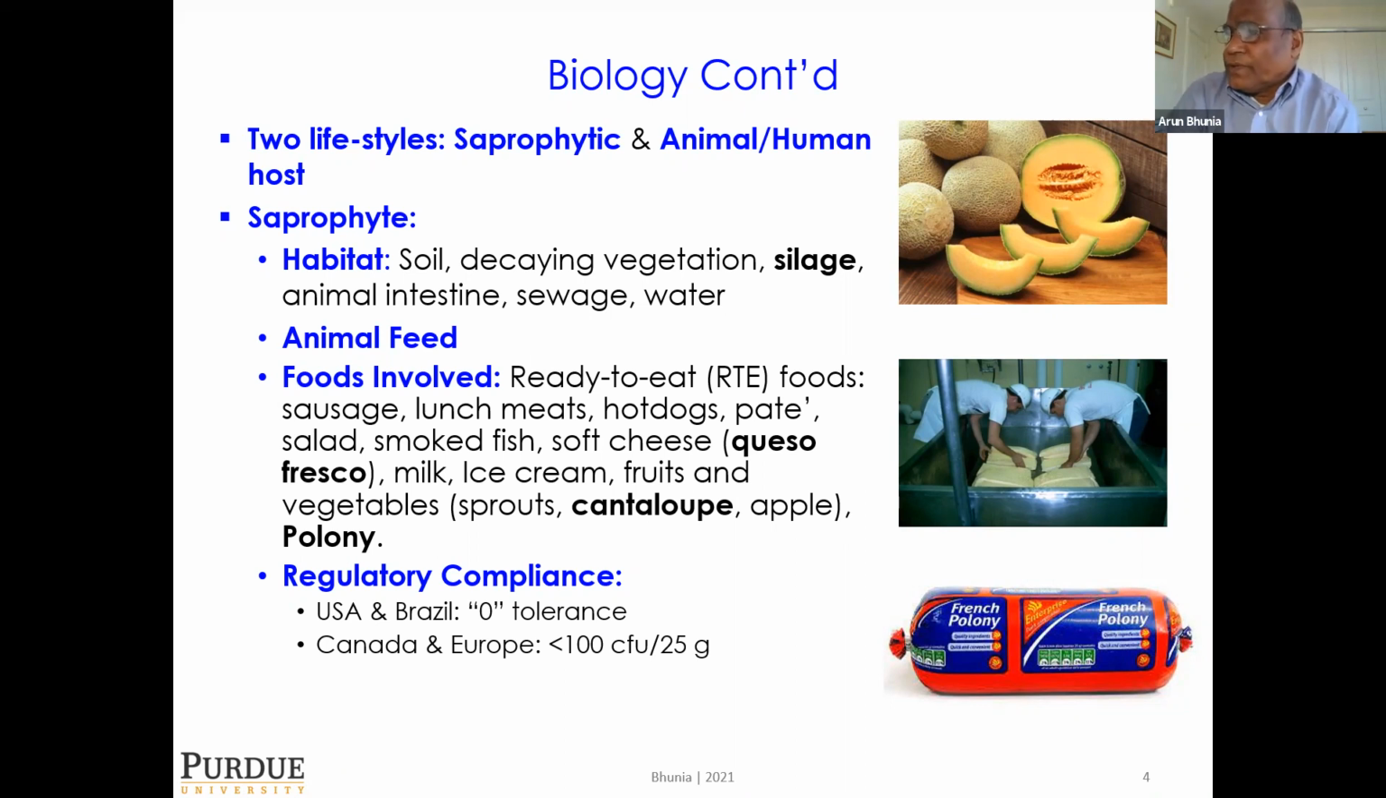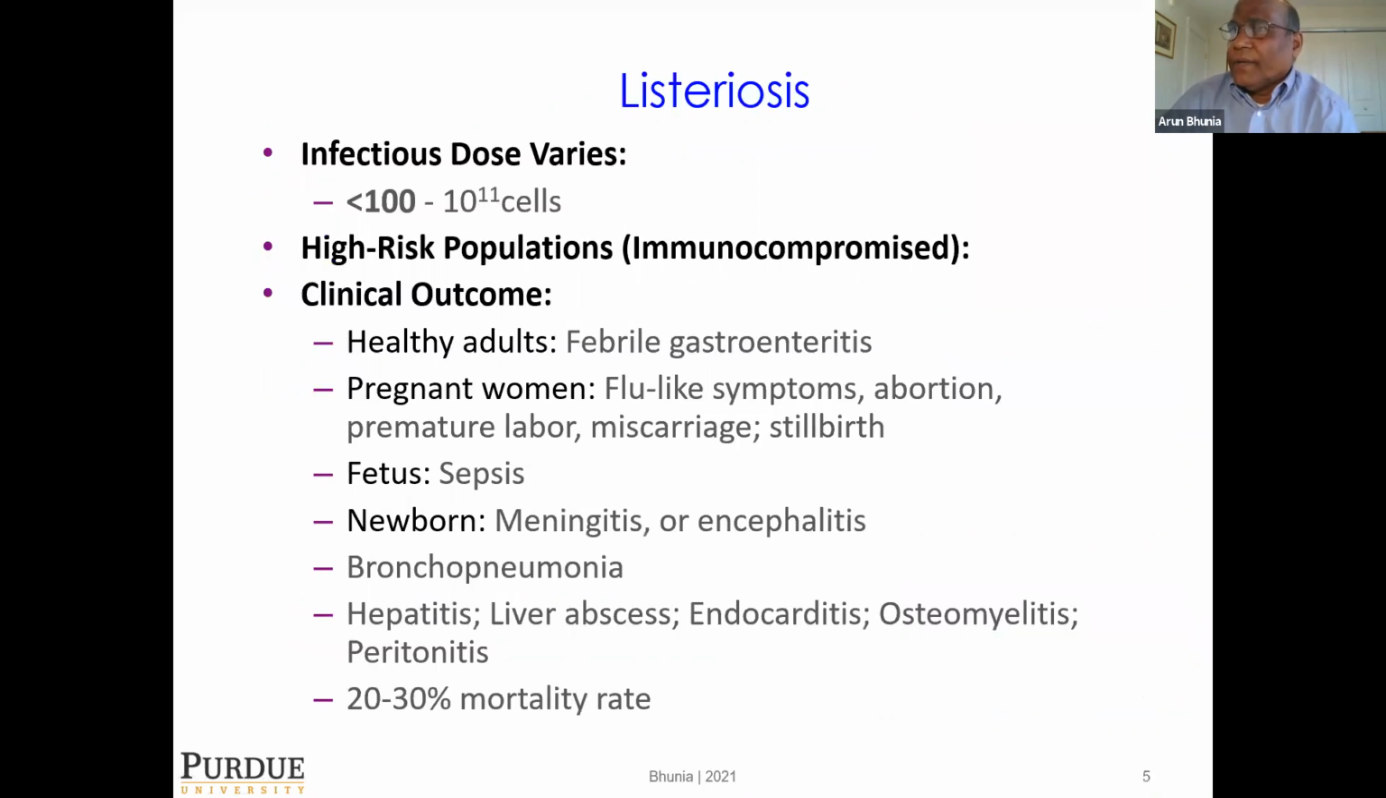So that's the reason, I guess, the US and Brazil have zero tolerance. We don't allow any Listeria in food, especially Listeria monocytogenes. Canada and Europe allow certain numbers, less than 100 colony forming units, and they have different directives, like making sure the bacteria do not grow in that product until the end of its shelf life. Some other countries allow that too. But if you look at the infectious dose, it's pretty low, actually.